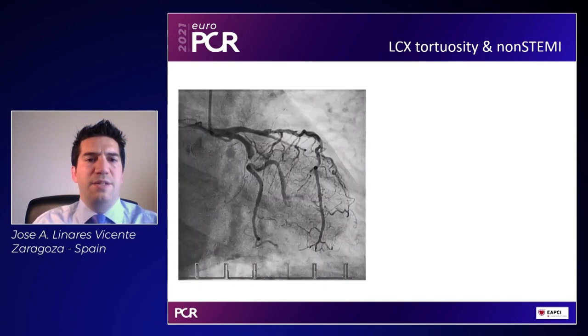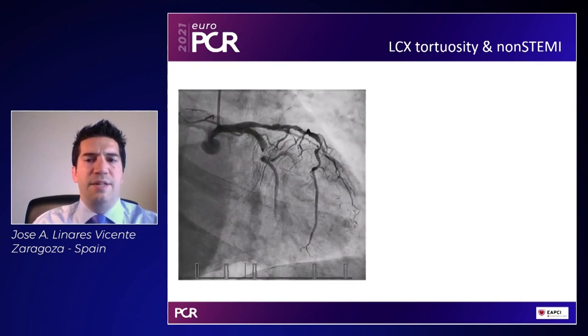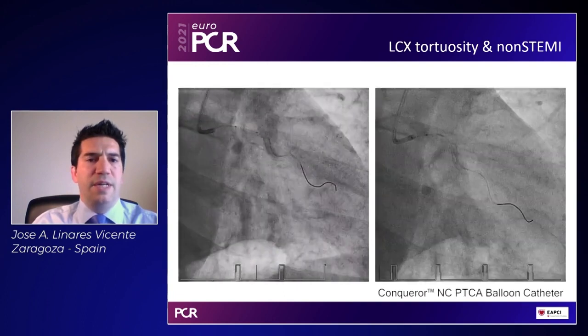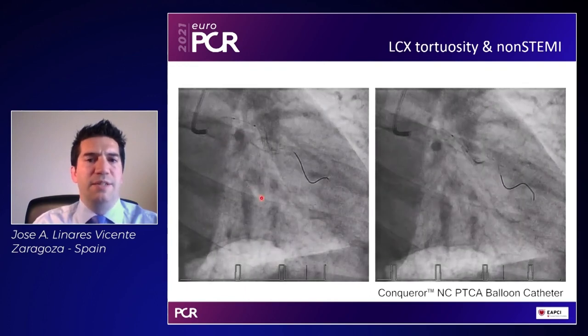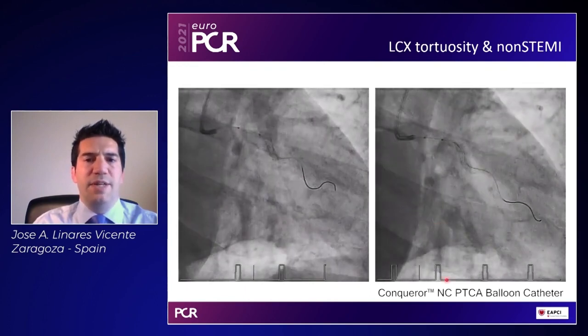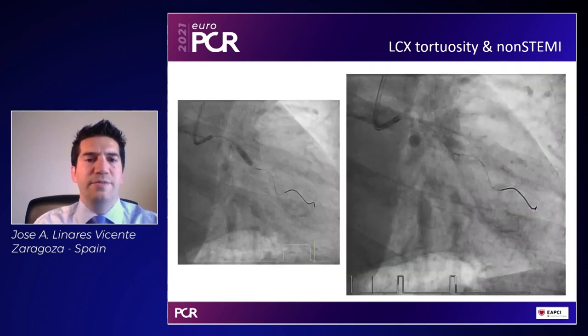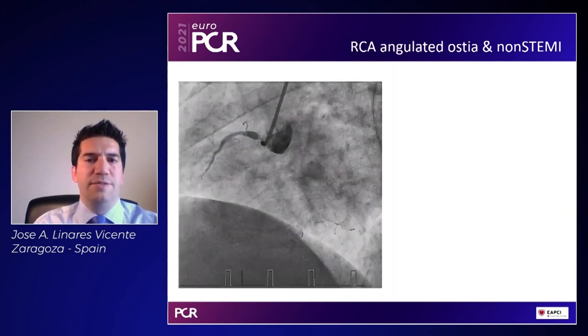Here is another case with great tortuosity observed. A stent is deployed at a bifurcation, and a regular NC balloon to post-dilate didn't advance, and the Conqueror easily advanced into the stent, as you can see here. Nice POT and final result.